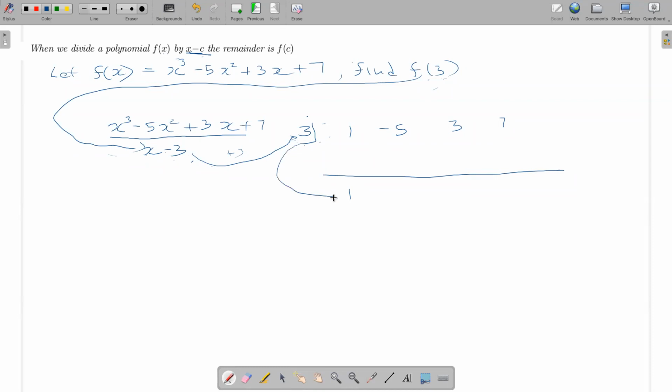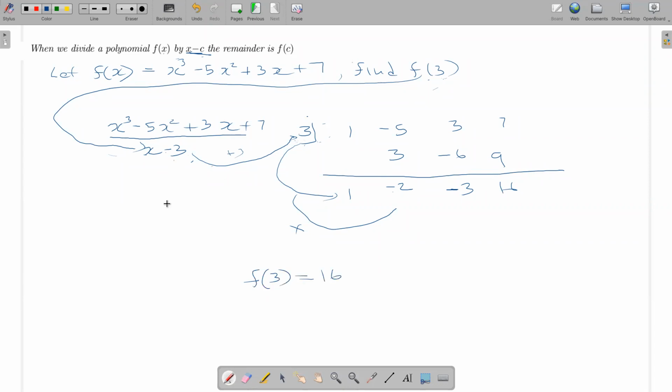Then next we multiply, add negative 2, again multiply 3 times 2 is negative 6, again add negative 9 and then multiply, positive 9, no? And add 16. So f of 3 is 16.